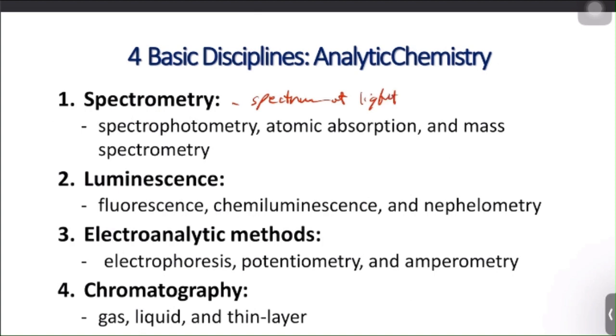Okay, for luminescence, you do have fluorescence, chemiluminescence, and nephelometry. So, this is more so the emission of light. So, your analyte is being excited, okay, or initiated in order for it to have a specific color reaction or color emission. Next is your electroanalytical methods: electrophoresis, potentiometry, and amperometry. So this uses electric charge in order for you to have a chemical reaction. So you do have positive and negative poles, no? And you observe possible reactions. Okay? And then you have your chromatography. What are our chromatography types? We do have gas, liquid, and thin layer. This is a color reaction.